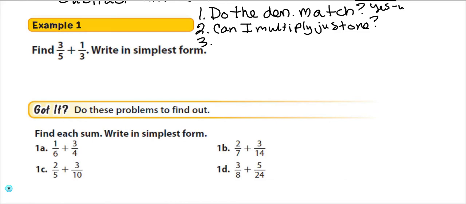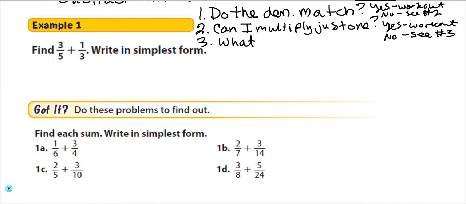If yes, work it out. If no, see number two. Can I multiply just one? Yes, work it out. No, see number three. Okay, so number three is: what is the common denominator?